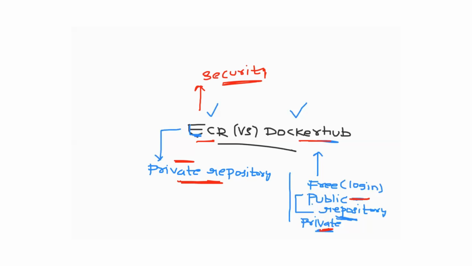But the advantage of using ECR is that if you are already an AWS user, if your company is already on AWS, then you can use your IAM users. For users, you might have created IAM users. For services, you might have created IAM roles. You might have configured all the policies. So now you can directly integrate this IAM with ECR.